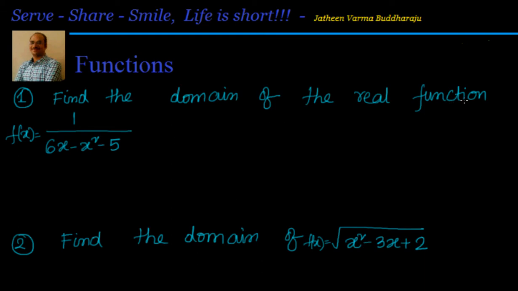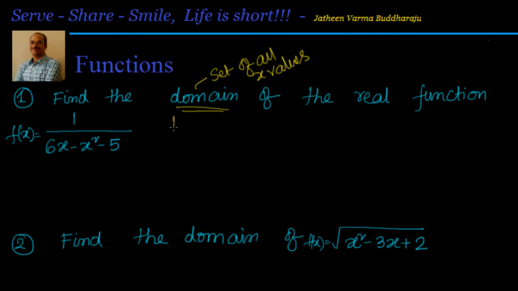Find the domain of the real function f of x equal to 1 by 6x minus x square minus 5. Now what is the meaning of domain? Domain is nothing but the set of all x values which I can supply to this function, which I can give as input to this function, or should I say in another way, the values of x which will define this function.